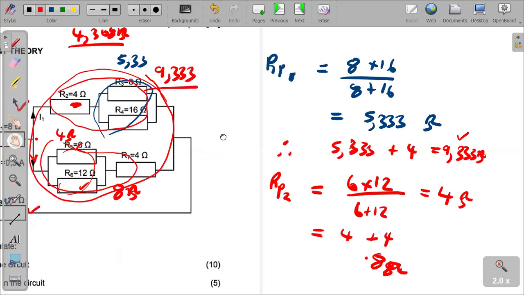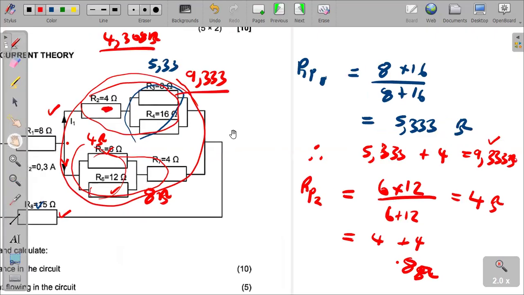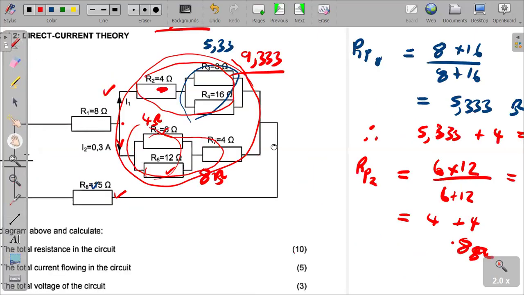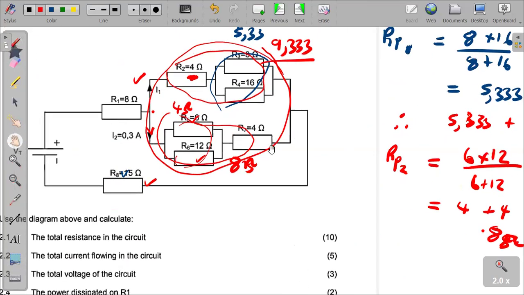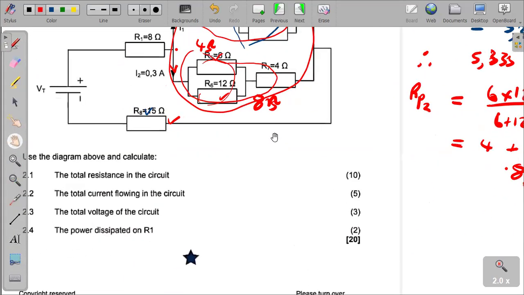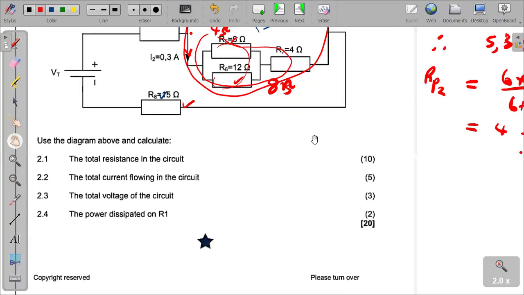So it's very helpful that we start from the furthest point and try to minimize our circuit. You are going now towards the source. That's our RT, the 27.308 ohms that we've just determined. Let's go to the next question.